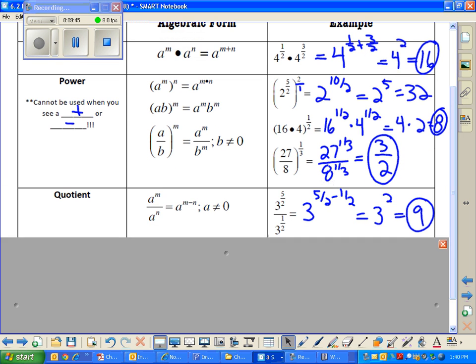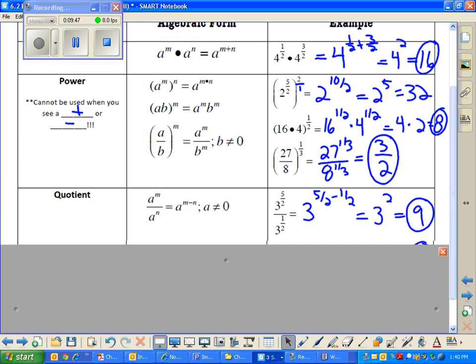Okay. And then we have our quotient property. Allows us to subtract our exponents. So if you have 3 to the 5/2 over 3 to the 1/2, 5/2 minus 1/2, that's 4 over 2. So you see I have 3 squared there, and then that's 9.